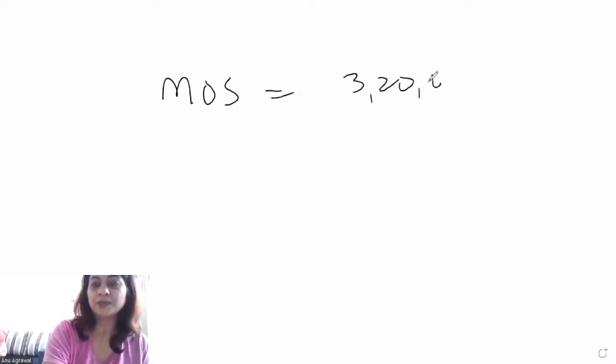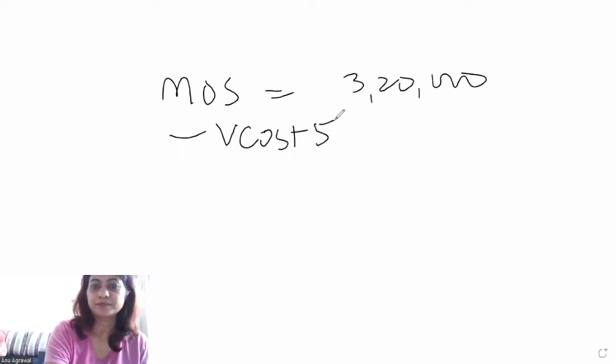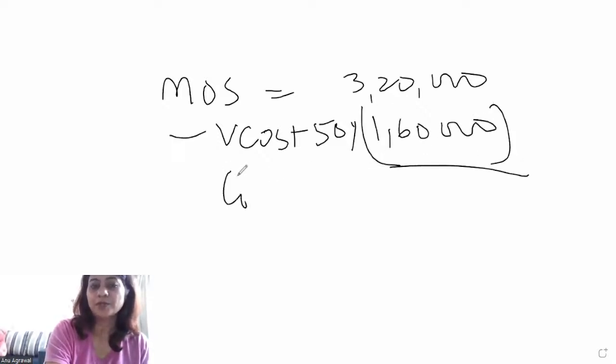Now, MOS sales is 3,20,000. From that, if I subtract the variable cost, I get the contribution. So your contribution is equal to 1,60,000.